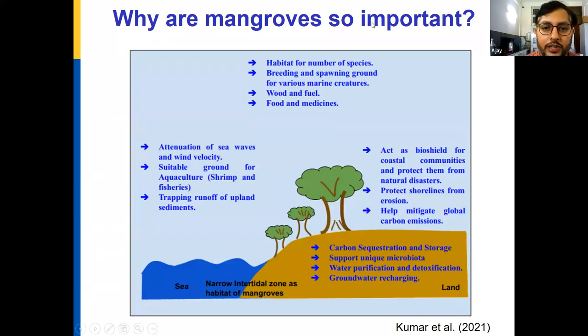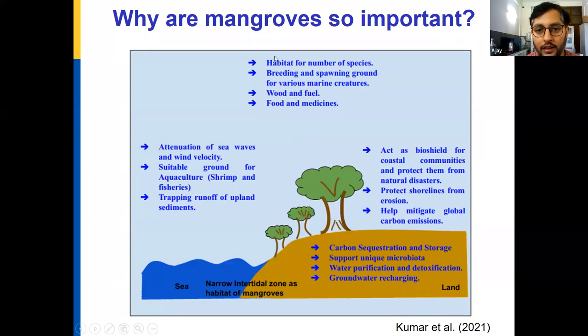Now the next question is, why are they important? Recently, 26th July was celebrated as International Day of Mangroves. So if we celebrate these mangroves internationally, why are they important? What is their importance? This particular slide sums up the most important relevance of all these mangroves.